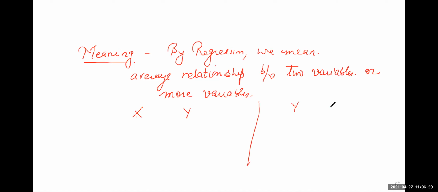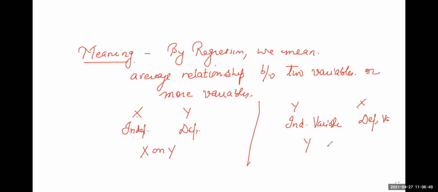कुछ भी हो सकते हैं, ठीक है? If x is an independent variable, then in that case we will take y as a dependent variable. If y is the independent variable, then x you will take as the dependent variable. So you can write it as y on x or x on y. It means x is the independent variable and y is the dependent variable, right?